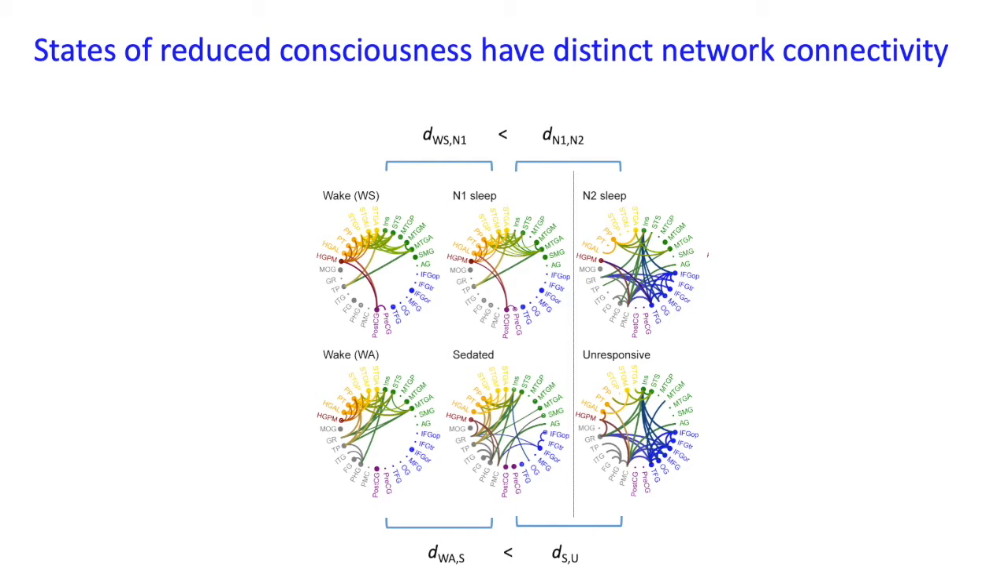When we do that, we find that the difference between wake-sleep and N1 is significantly smaller than the difference between N1 and N2, shown in the top row. And the same is true for wake anesthesia versus sedated, and sedated versus unresponsive in the bottom row, indicating that there is indeed a transition in the connectivity profile upon crossing this boundary between arousal states of greater versus reduced consciousness.